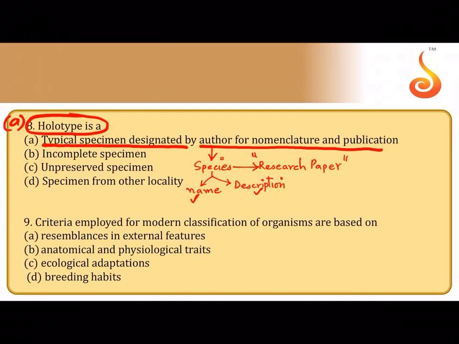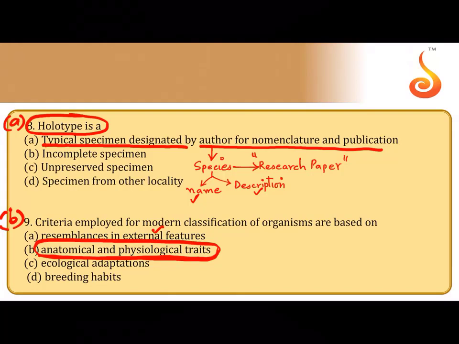Next, criteria employed for modern classification of organisms based on. Now, modern classification, we not only take into account the external features, but we also take into account anatomical and physiological traits. Isn't it? So we take not only the external appearance or the morphology, but we also take into account the internal structure or the anatomy and also the functional aspect of it. So it is the second answer.